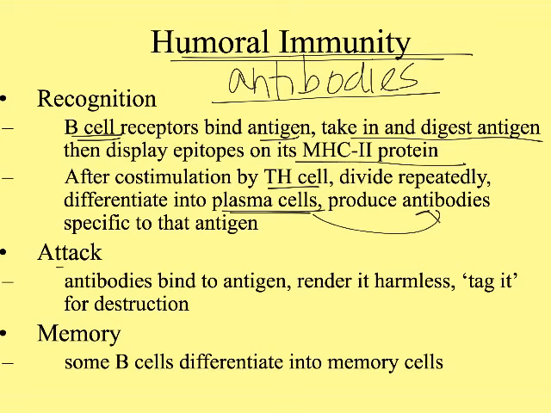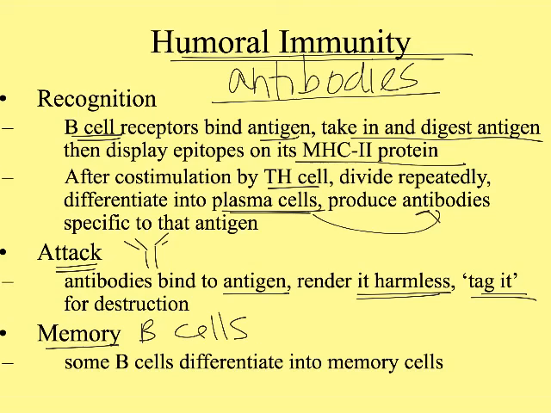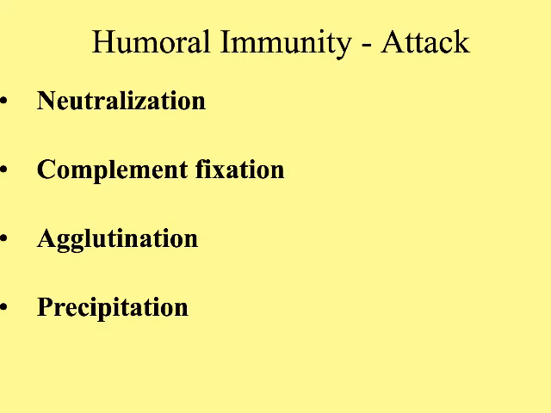Now the antibodies are Y-shaped proteins, so they kind of look like this. What they're going to do is bind to the antigen. They could take it out of circulation so it's harmless anymore, or they can tag it so other cells could destroy it. We also have memory B cells, and we keep those so that we can make antibodies faster.